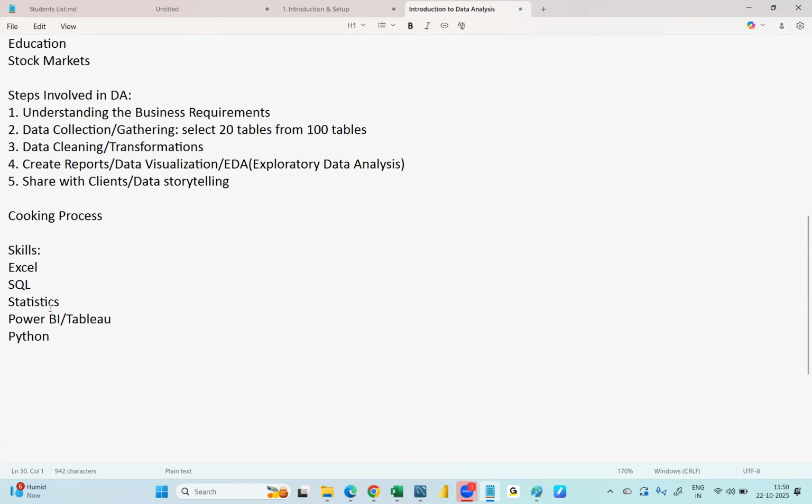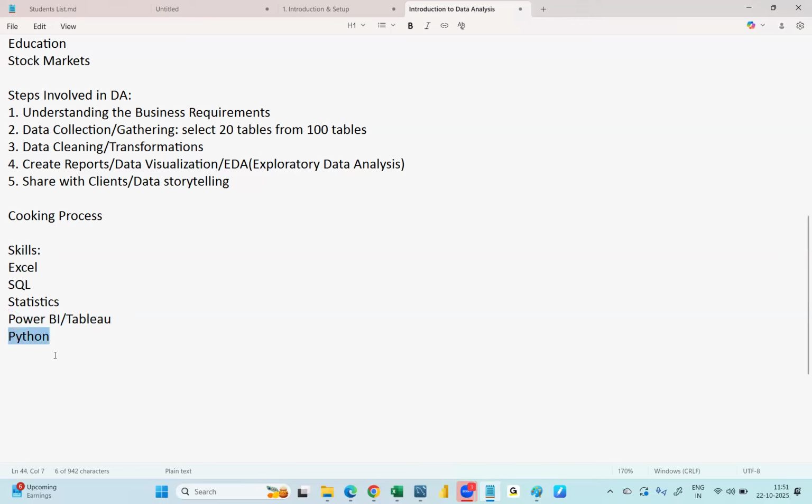See, carefully observe, guys. Excel is a very mandatory skill for any person operating on a data set. SQL is called Structured Query Language, where we communicate with the databases. Statistics is the base for the entire analysis. Power BI and Tableau are both data visualization tools. Whatever data you have, if you provide that directly to Power BI or Tableau, simply by drag and drop you can create the visuals. And Python is a programming language.